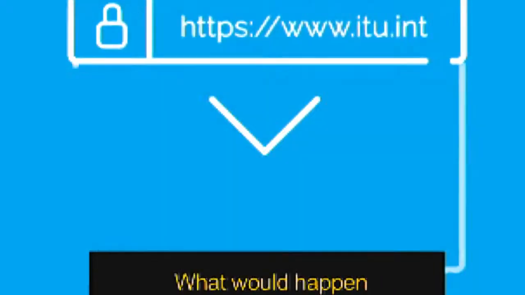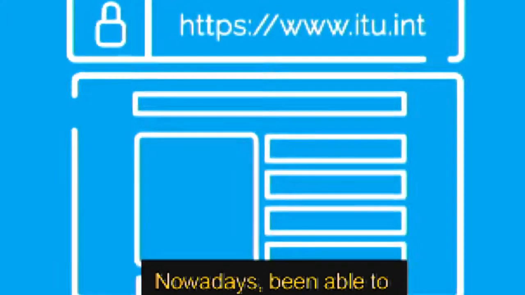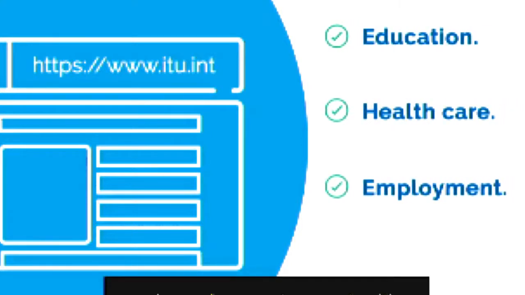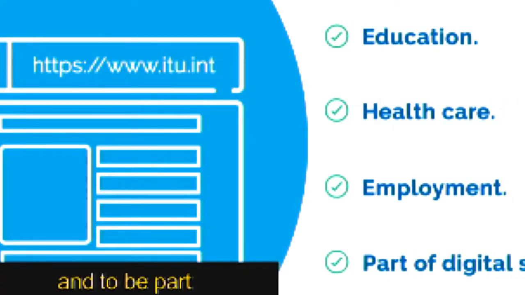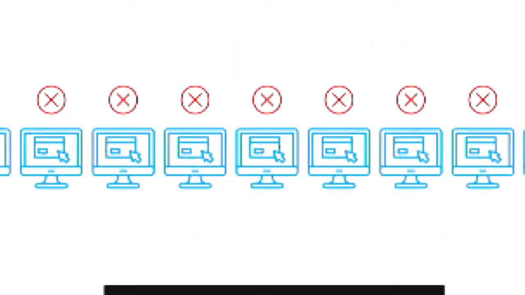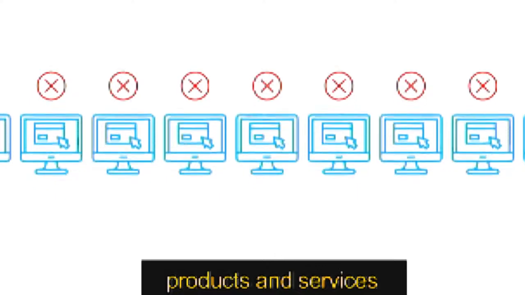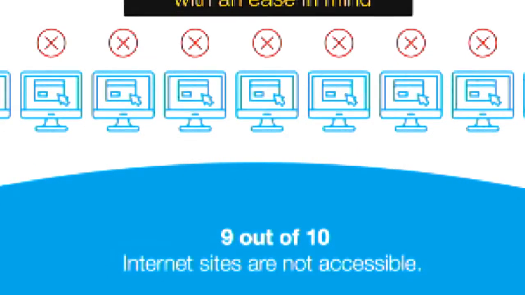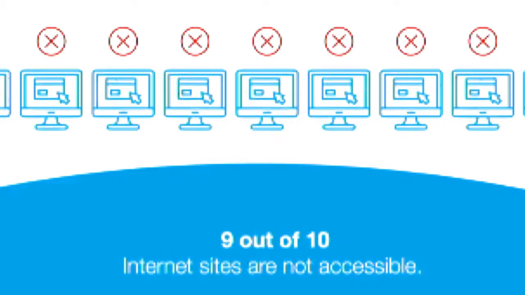Did you know that more than 5 billion people are using the internet? What would happen if you couldn't access the internet? Nowadays, being able to access information online is crucial to everyday life for education, healthcare, and employment opportunities, and to be part of a digital society in general. Unfortunately, persons with disabilities cannot benefit from information, products, and services like other citizens due to the fact that websites and their content have not been designed with their needs in mind, and therefore are not accessible.